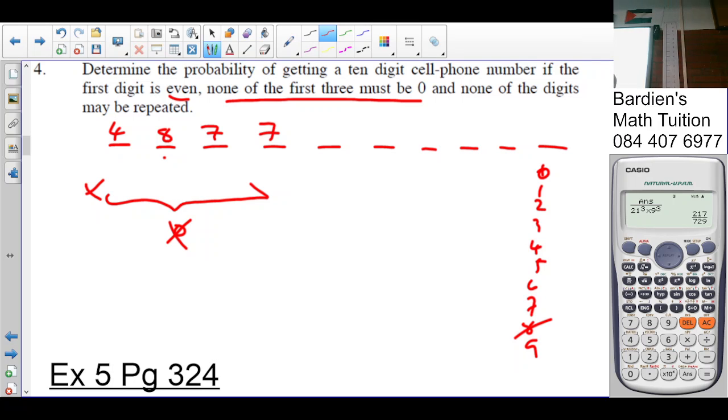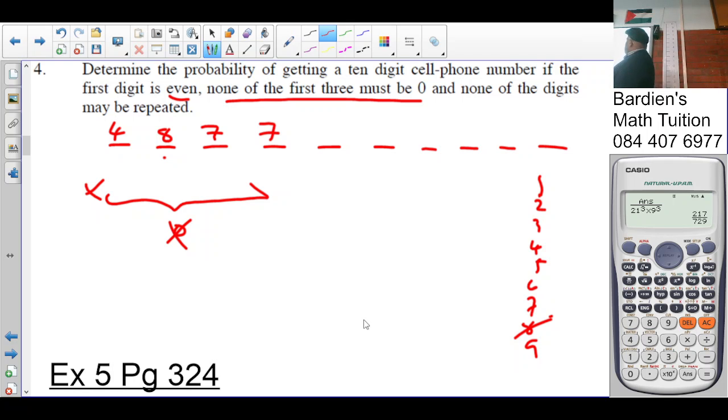Let's go again. The probability of getting a 10-digit number if the first digit is even, and the first 3 digits can't be 0. So you're excluding 0 from the first 3 numbers. So there's the first digit. I can choose from 9 numbers. Say you chose 8 as the first number. This must be even. How many numbers are left? 8 numbers. Now I'm taking 0 out for the first 3 numbers.